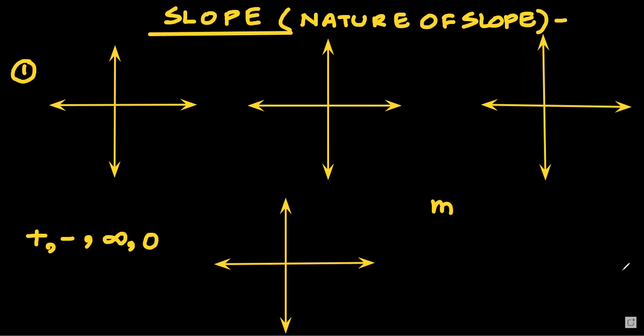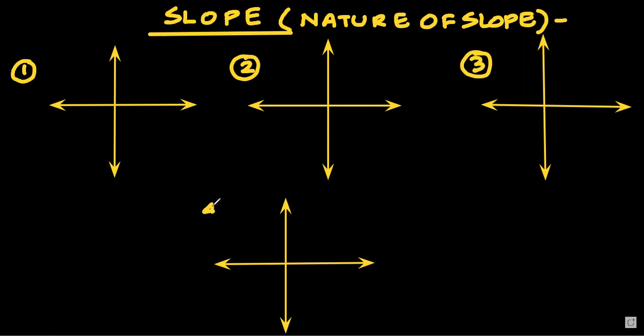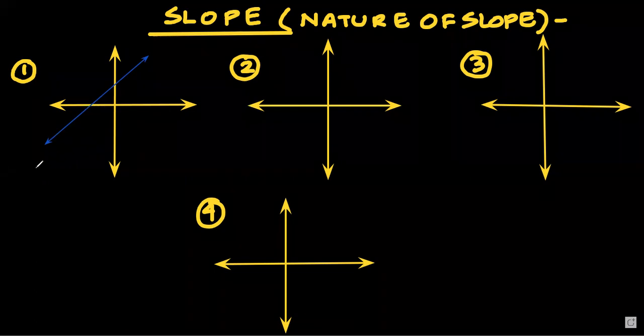Let's see. In the first figure, all the curves which look like this, whose starting point and ending point are in the first quadrant and third quadrant, I mean, this kind of graph will have a positive slope. This kind of graph should have positive slope. So plus, positive slope.